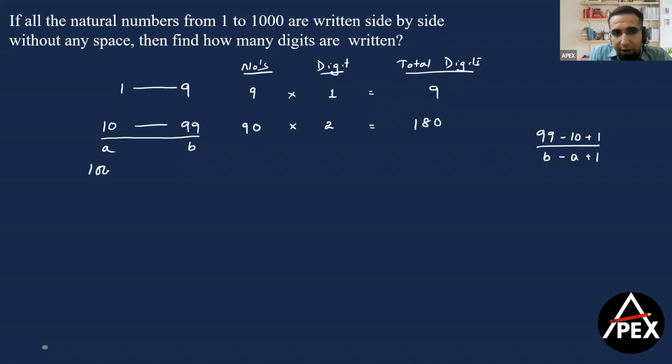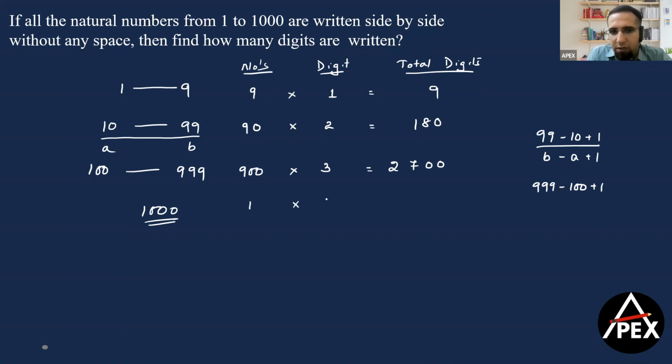Similarly, I write from 100 till 999. Now, how many numbers am I writing? That is again 999 minus 100 plus 1. That is going to be 900 such numbers. So 900 and each number is a three-digit number. That means I'm writing a total of 2700 digits. And finally, I'm also writing the number 1000. 1000 is only one number and this number has four digits. So therefore, I am writing four digits here.